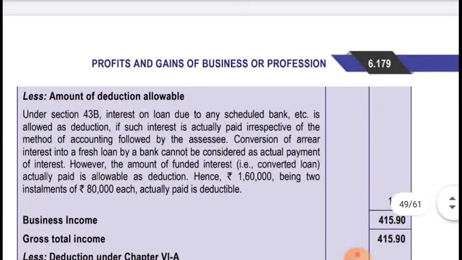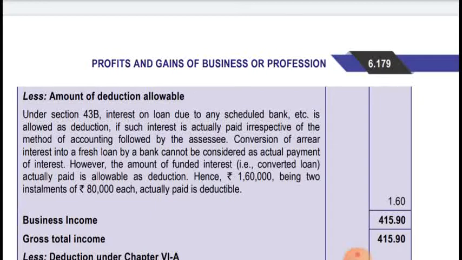Okay, less the amount of deduction allowable under section 43B. Interest on loan due to any scheduled bank etc. is allowable as deduction if such interest is actually paid, irrespective of the method of accounting followed by the assessee. Okay, conversion of arrears of interest into a fresh loan by a bank cannot be considered as actual payment of interest. As I said, it will not be considered actual payment, and only the interest which was converted into a loan and which is paid in installments will be allowed as deduction.